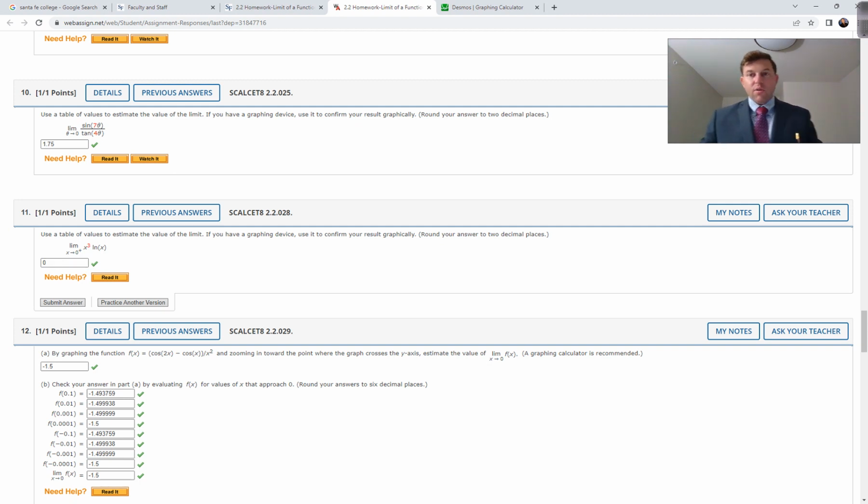The reason that one breaks down is if you type natural log of 0 in your calculator, you should get an error. But x cubed would be 0, so 0 times error. So it's kind of a question of, well, which would happen first. But we can see the picture, and it does approach 0.